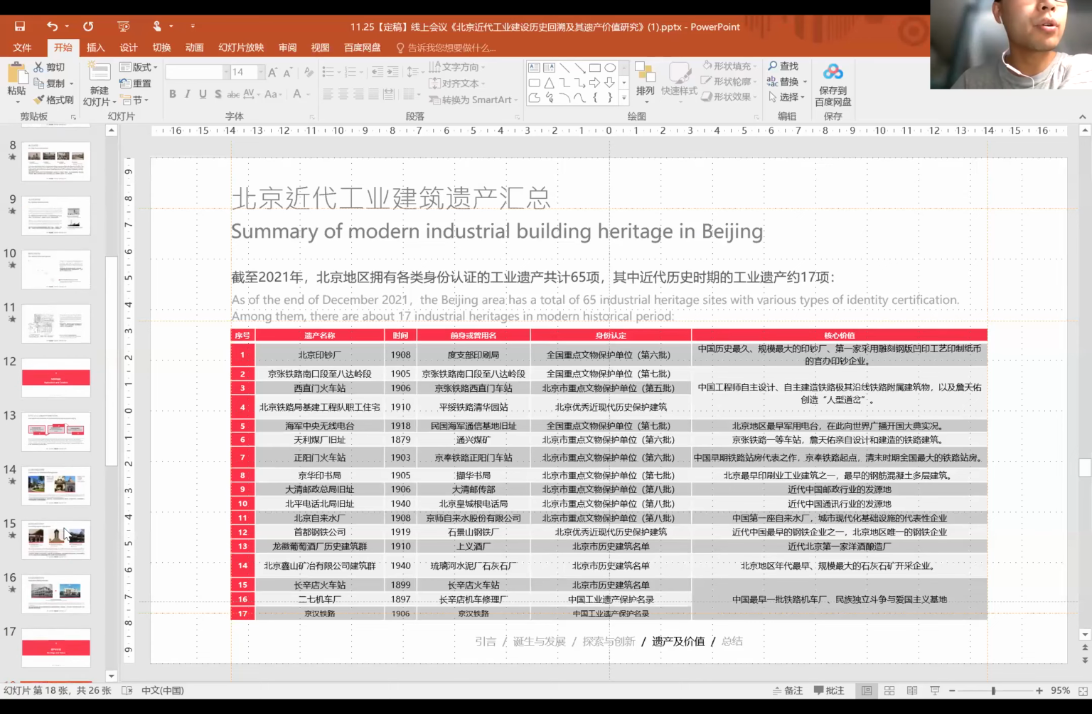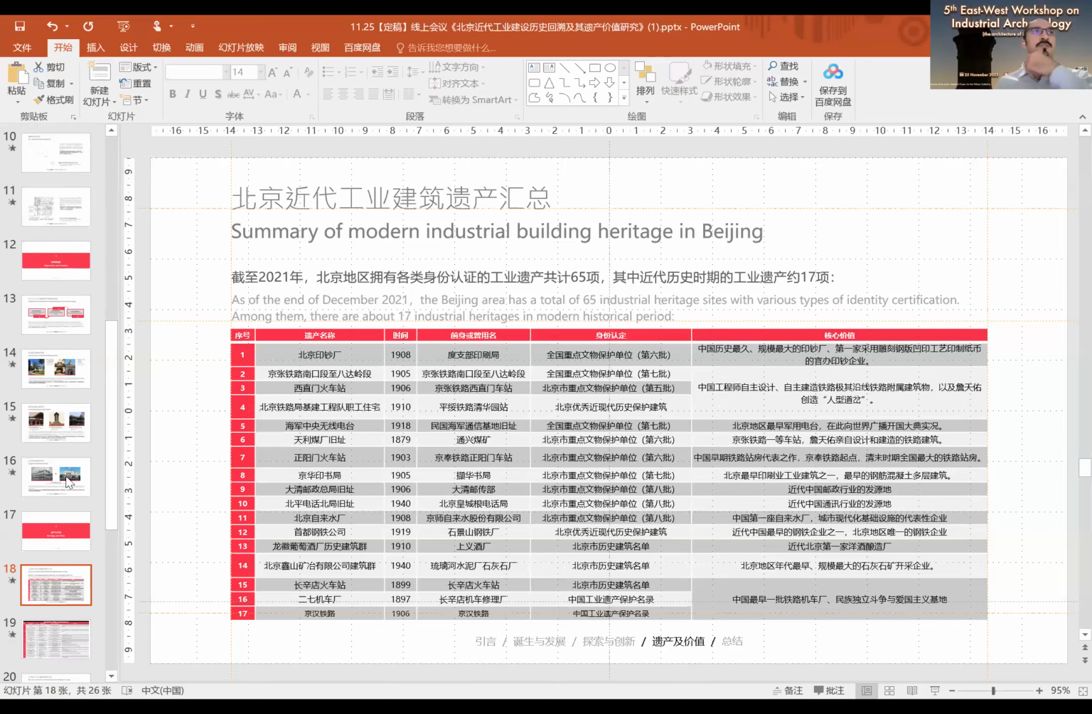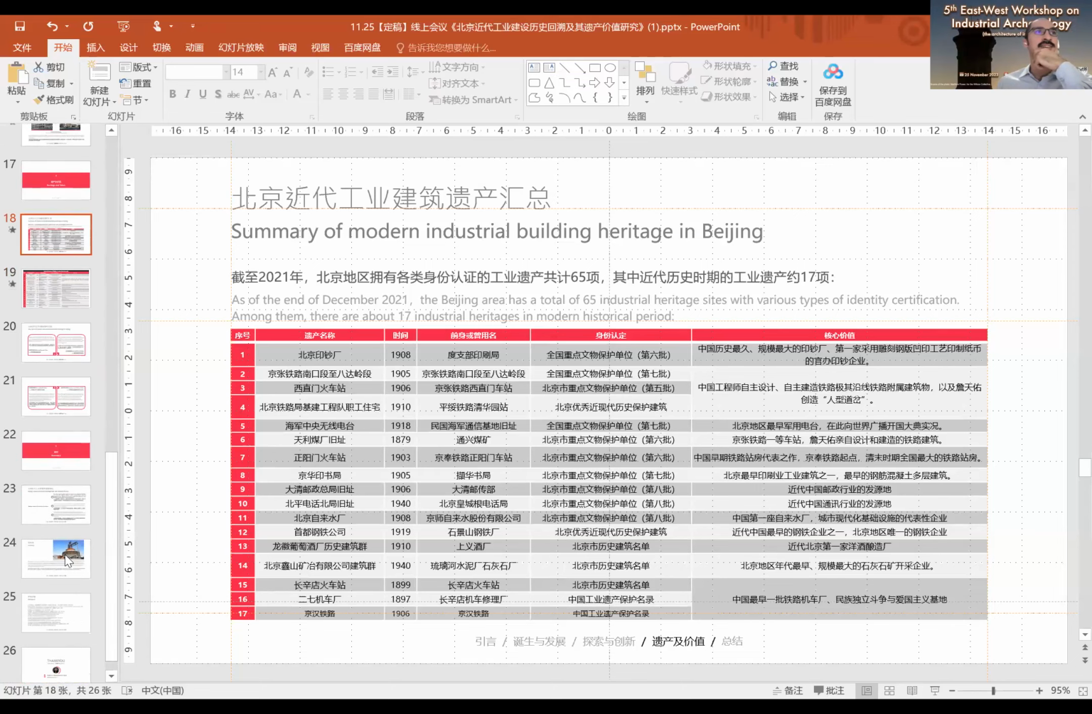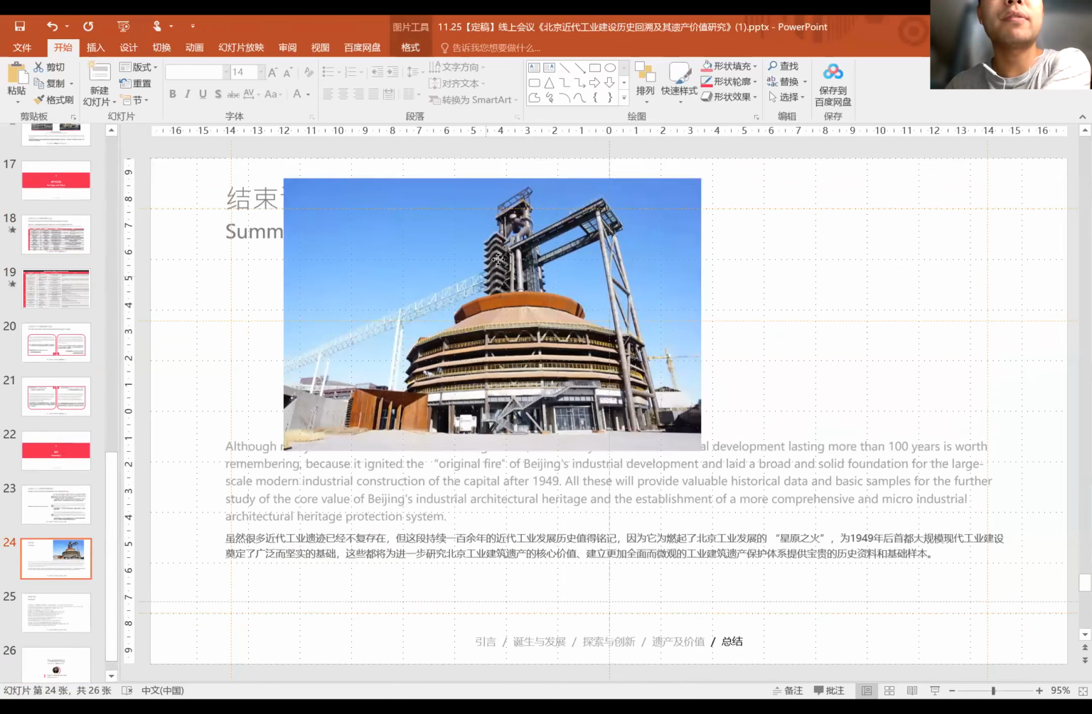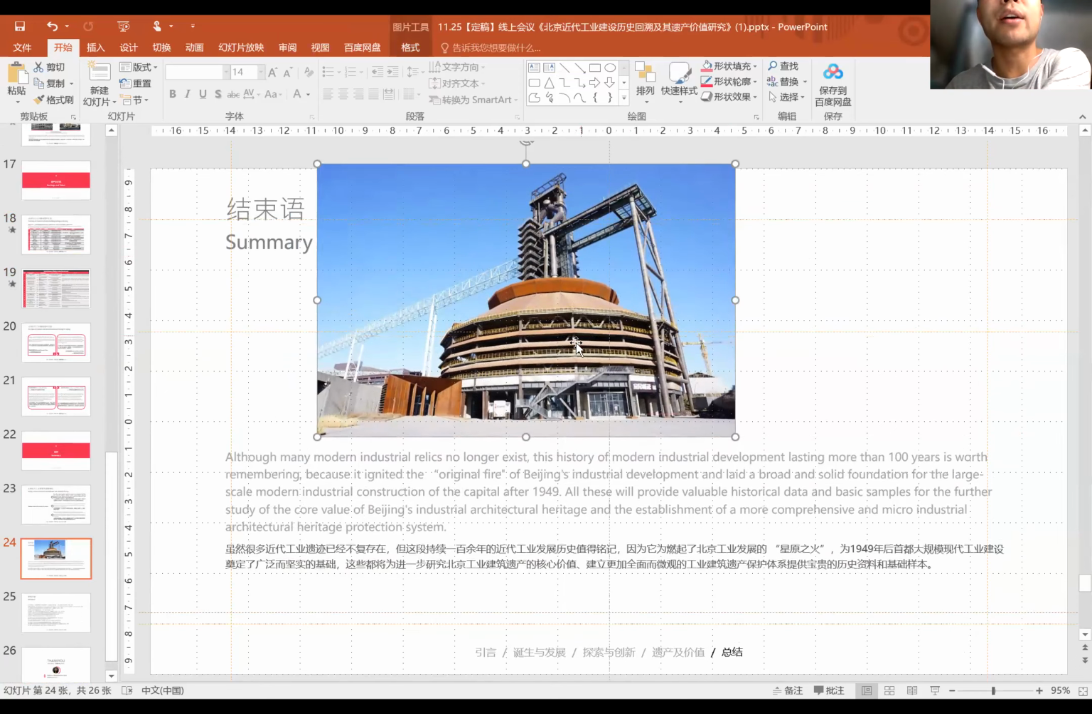Okay, I can share my PowerPoint again. You mean which picture of Shogun? The last one. Oh yeah, this slide, you mean this one? Yeah, that one. And this is the most significant heritage in the Shogun area. It's the number three furnace in the Shogun area.